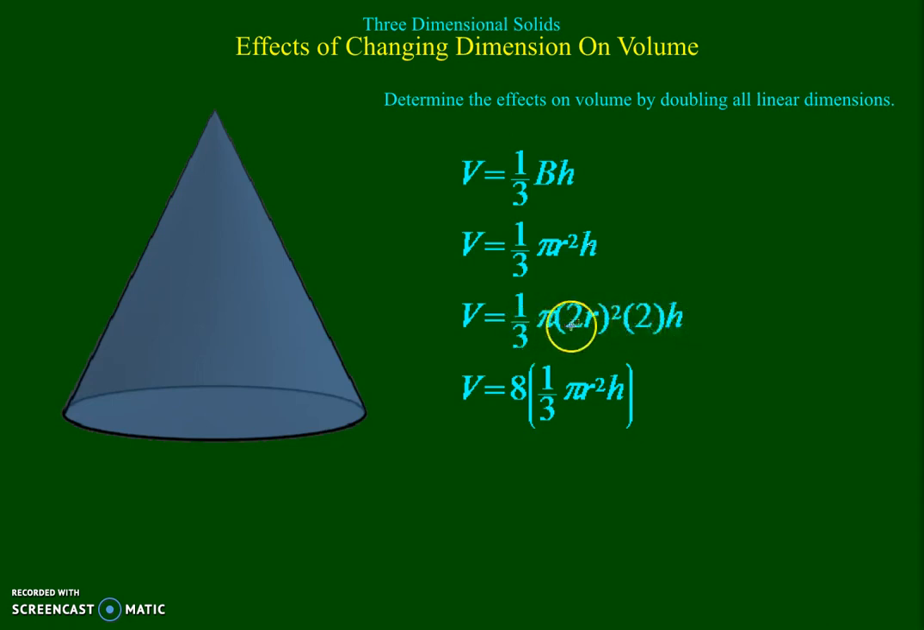Now, the only change to the overall formula is this 2 and this 2. Inside here, this 2 is going to be squared, so this is going to be 4 times 2. We pull that 4 times 2, which is 8, out, and we have 8 times the original formula, 8 times 1/3 pi r squared h. So the effect on volume of doubling all the linear dimensions, in this particular case, with a cone, is to multiply the original volume by 8. So the new volume is going to be 8 times the original volume.